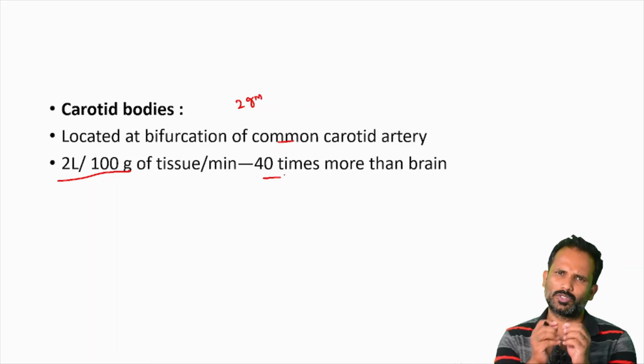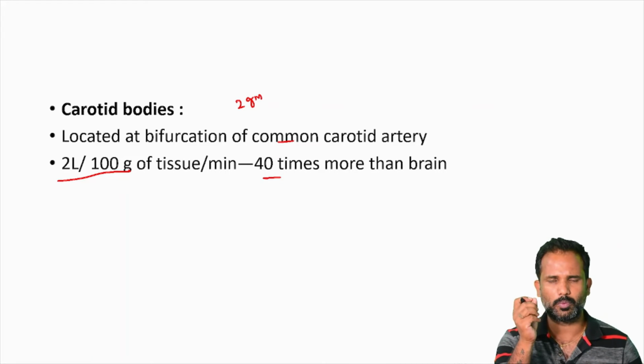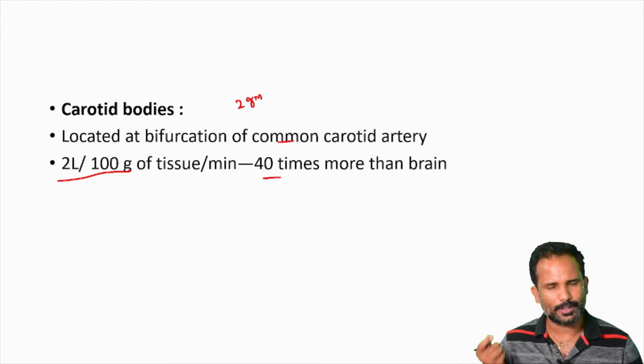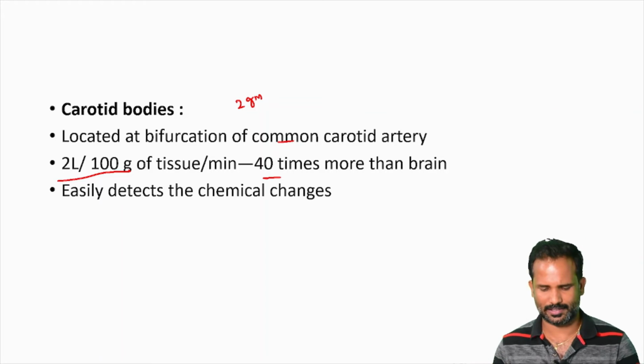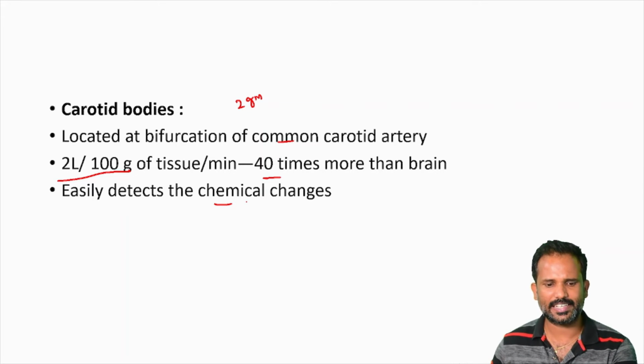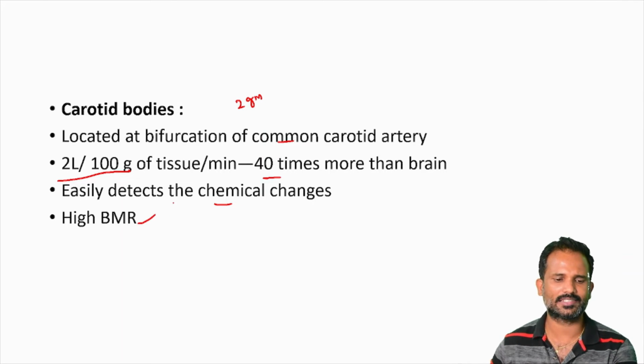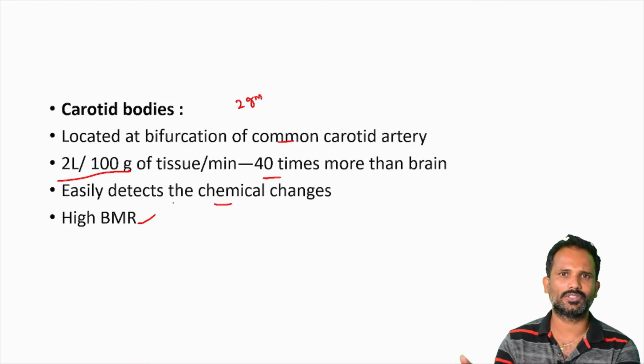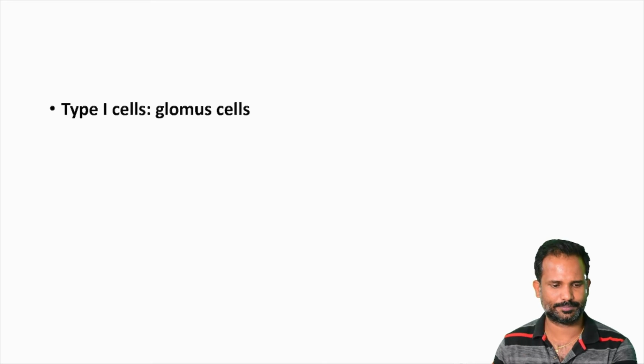Why does this tiniest body require that much blood flow? Because it has to detect the changes. So it can easily detect the chemical changes, and it also has a high metabolic rate, so utilization will also be more, and that can be easily detected.